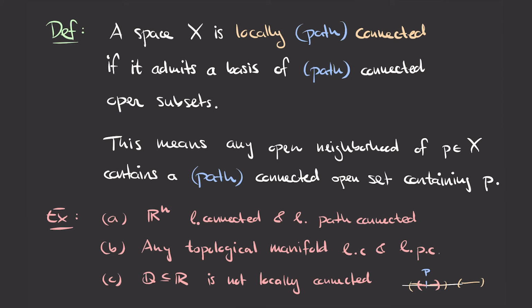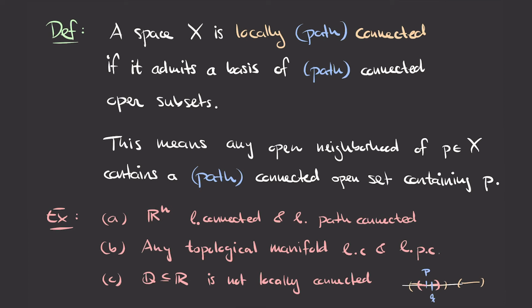So in particular, any open set we choose will have to contain a very small interval around P that is still contained within that open set. And because the rationals are dense within the reals, that small interval will also contain some second rational number Q, which is distinct from P.